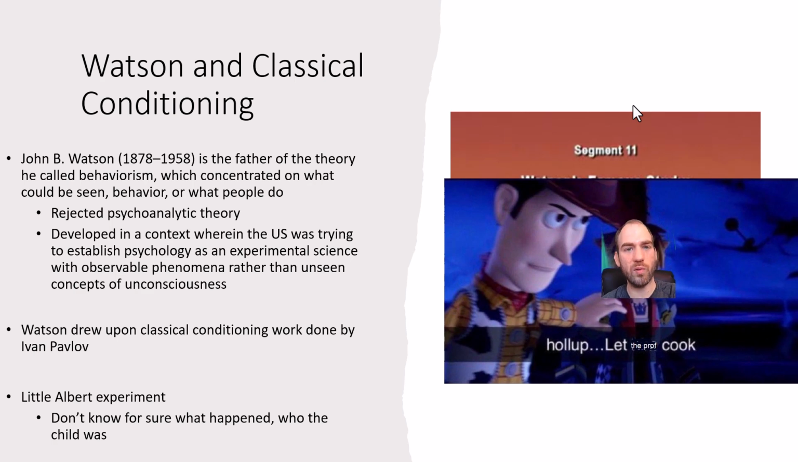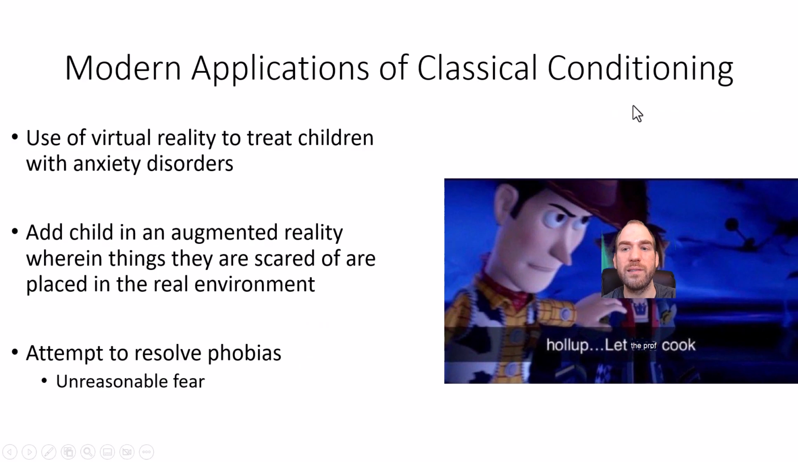I'm not going to go into detail about this. I included a video if you're interested. It's taught in general psychology. So if you're interested in theoretical developments of phobias or something along those lines, this was an experiment that Watson conducted to try and see if he could condition or teach a child a phobia about a rat. Some modern applications of classical conditioning, or more specifically Watson-oriented stuff, is the use of virtual reality to treat children with anxiety disorders.